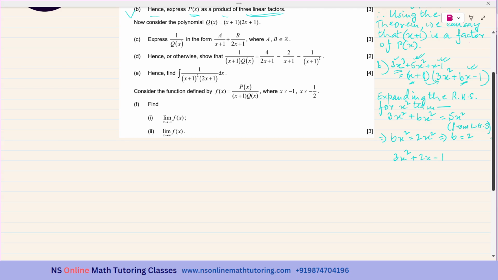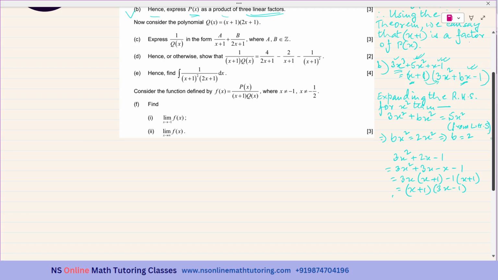So now I can factorize this part. It will be 3x squared plus 3x minus x minus 1 equal to 3x times x plus 1 and minus 1 times x plus 1. So this is equal to x plus 1 and 3x minus 1. Okay.